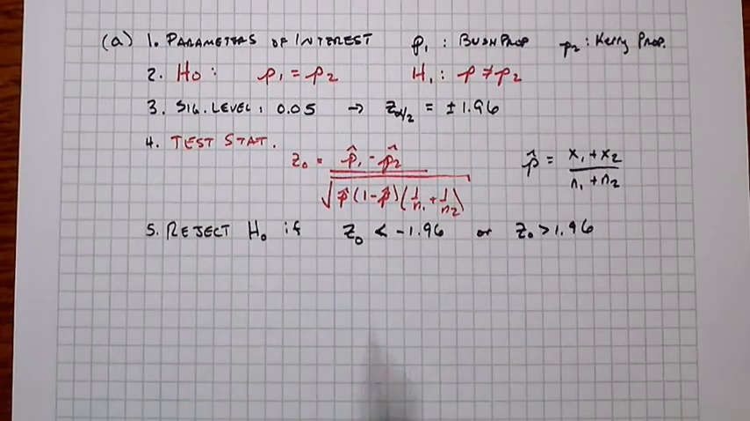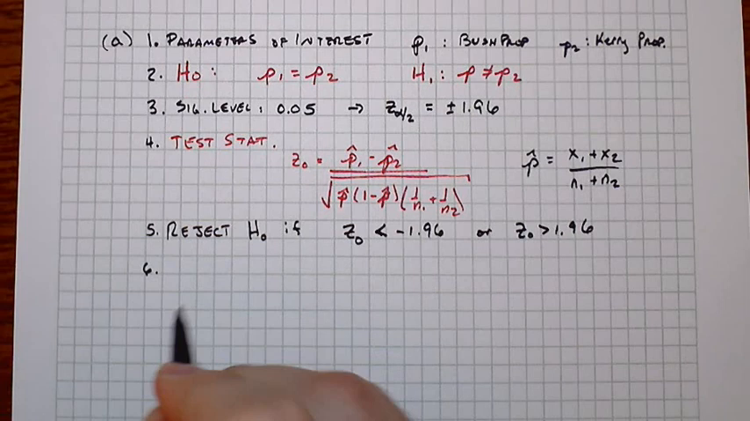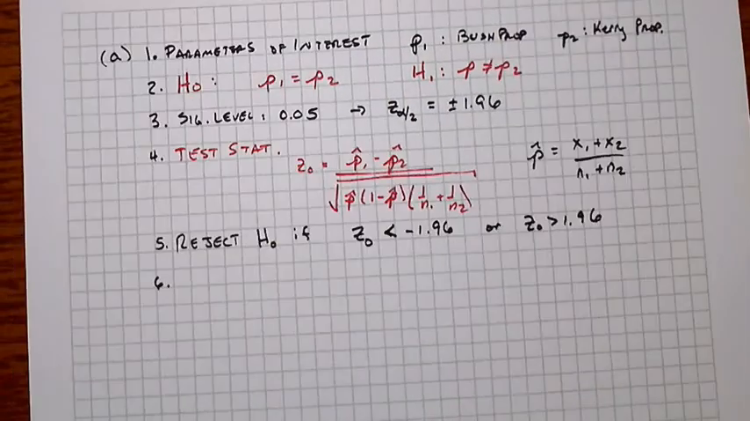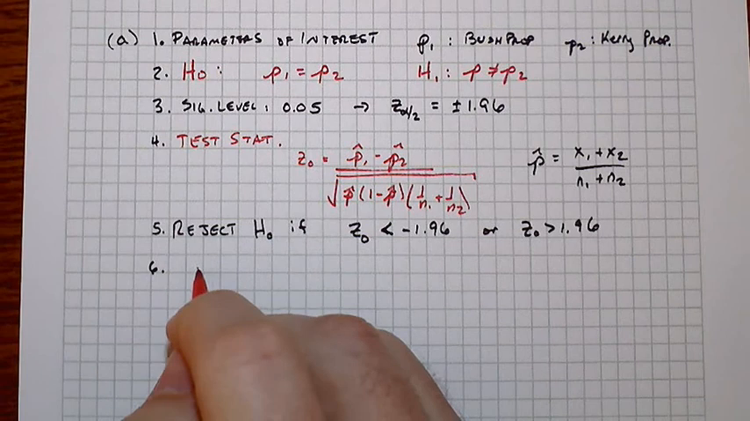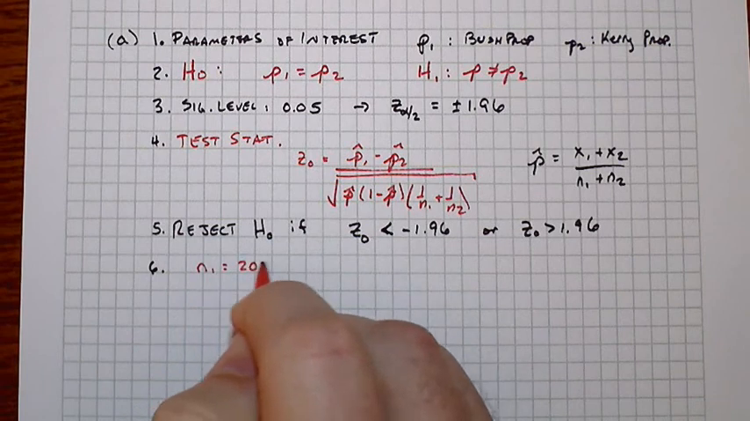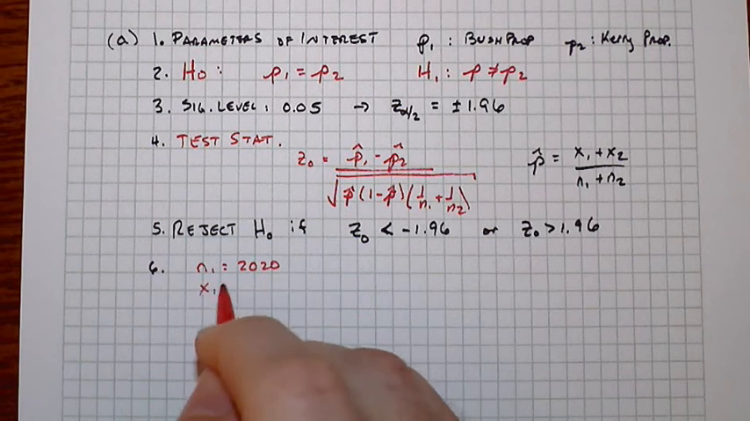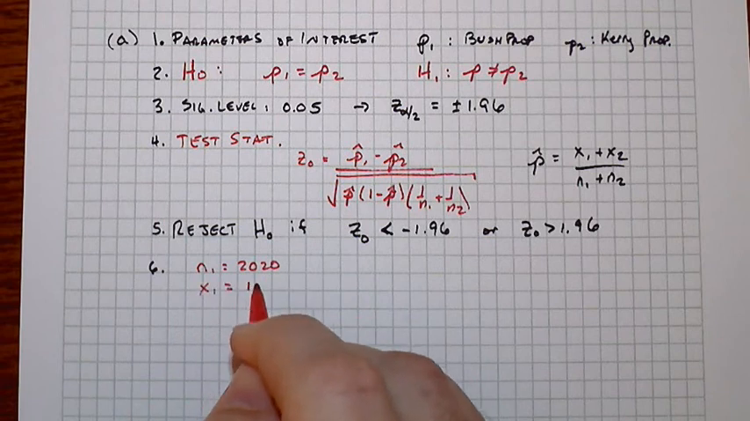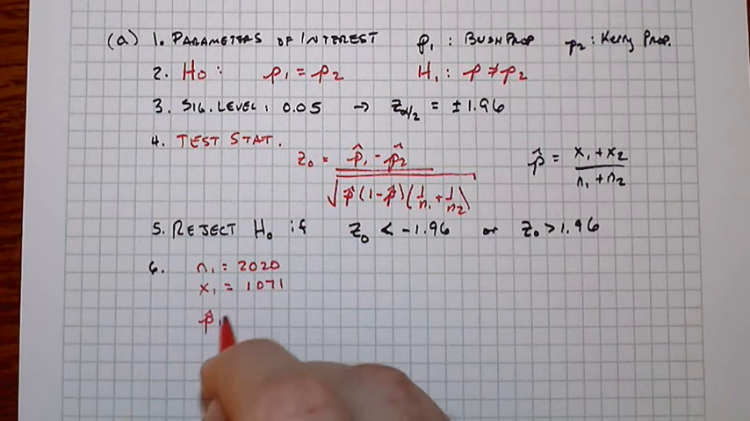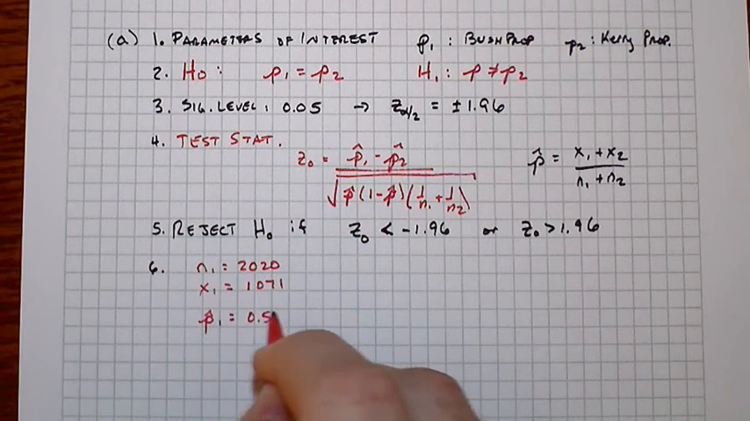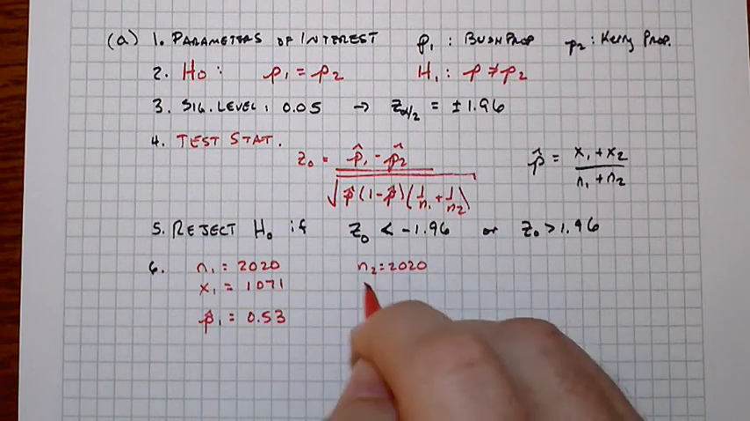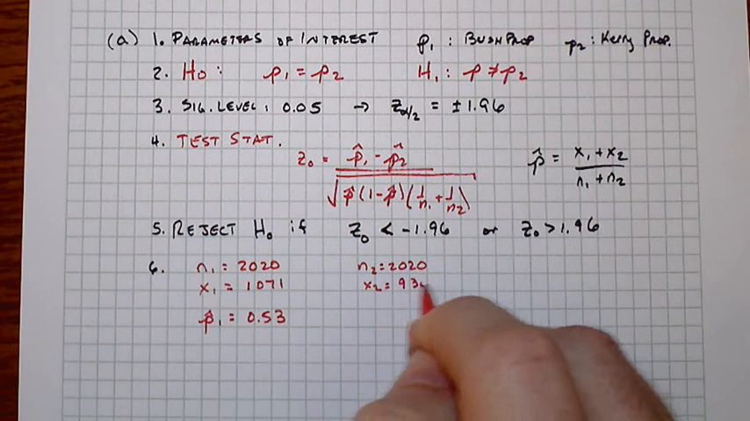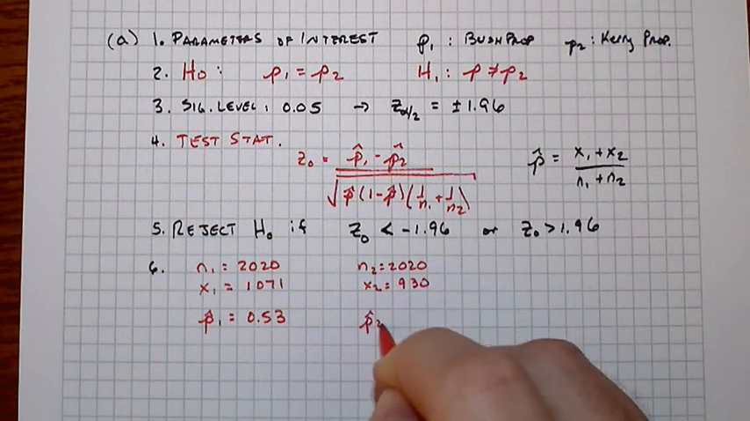Right, so now let's get down to some calculations. There are a couple little wrinkles that are a little bit different than in the example you see in the textbook. So n1 equals 2020, our x1 equaled 1071, and our p hat 1 was 53%. And then n2 equals 2020, x2 equaled 930, and our p hat 2 equaled 0.46.